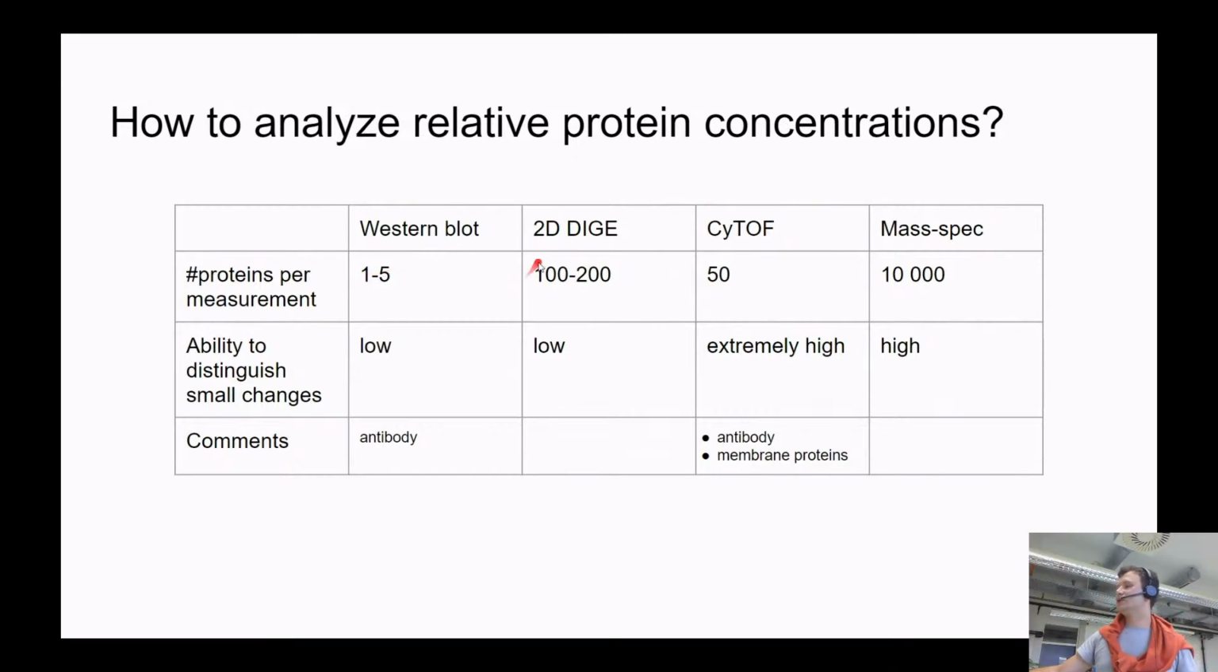In the case of 2D DIGE, we can analyze up to, let's say, 100 proteins, but it's a matter of hundreds. In the case of CYTOF, we can analyze strictly 50, because we cannot accumulate more than 50 pure isotopes and metals with heavy mass, which is not radioactive. And there is a question about CYTOF from Anna Maria. She wants to know if it only works for surface proteins or for others as well.